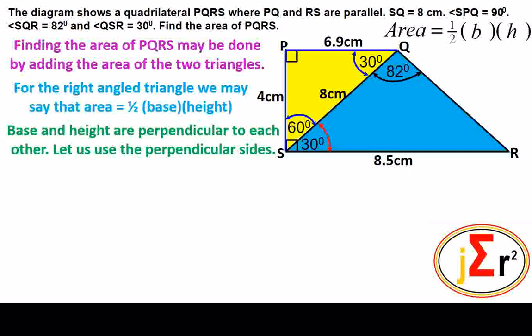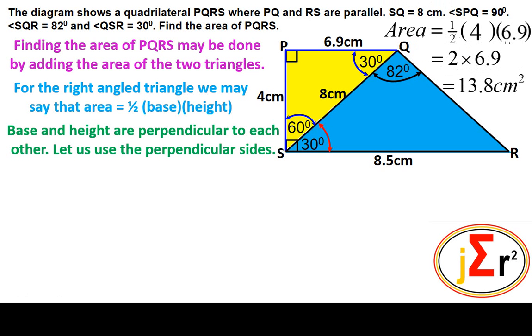So we may go straight ahead and use those two sides as our height and base, and we may use them in any order because they are going to be multiplied, and as we know, the order in which we multiply does not affect the result. The calculation is simple. A half of 4 is 2. Therefore, we still have 2 to multiply by 6.9. That will give us 13.8 square centimeters or centimeters squared.